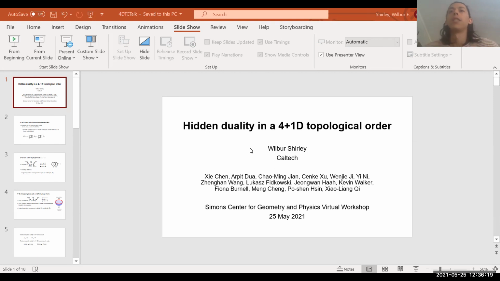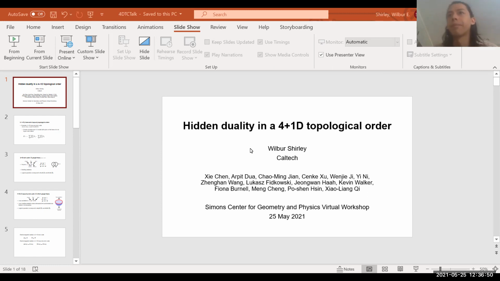So today I'm not going to talk about fractons. What I'm going to talk about is what I'll call a hidden duality in a 4+1d topological order. This is work that has evolved out of discussions involving many different people, so they're all listed here. Personally, I've been working very closely with Xie and Arpit on this project.